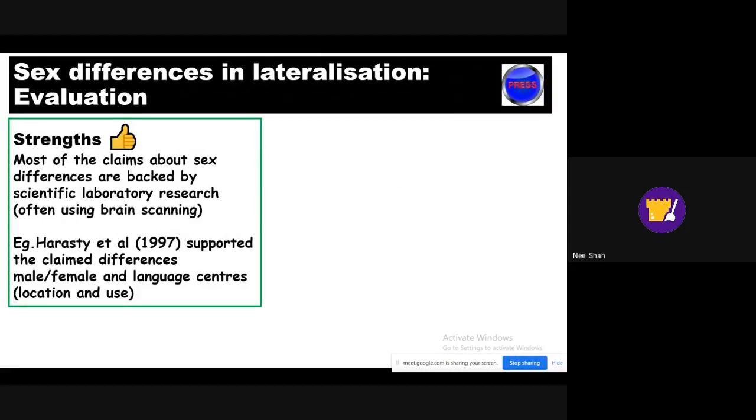Now, what are the kind of strengths of this kind of research? There are laboratory studies that look at this. For example, the Herasti study in 1997. There is support for this. Different male and female areas of the brain and language centers.